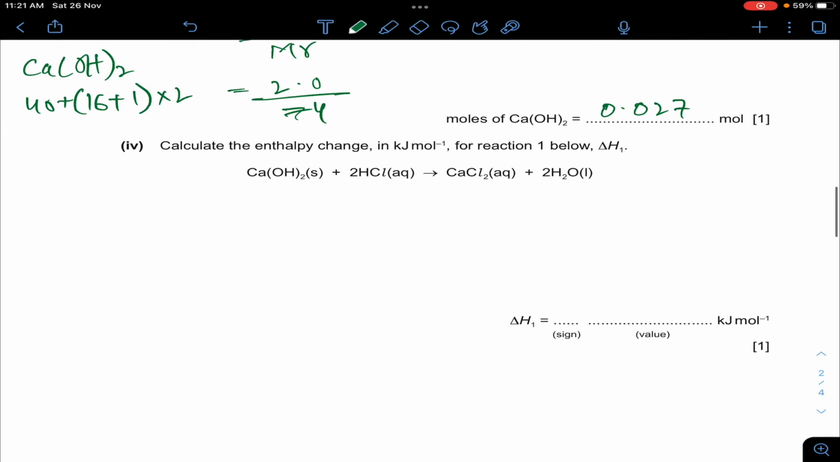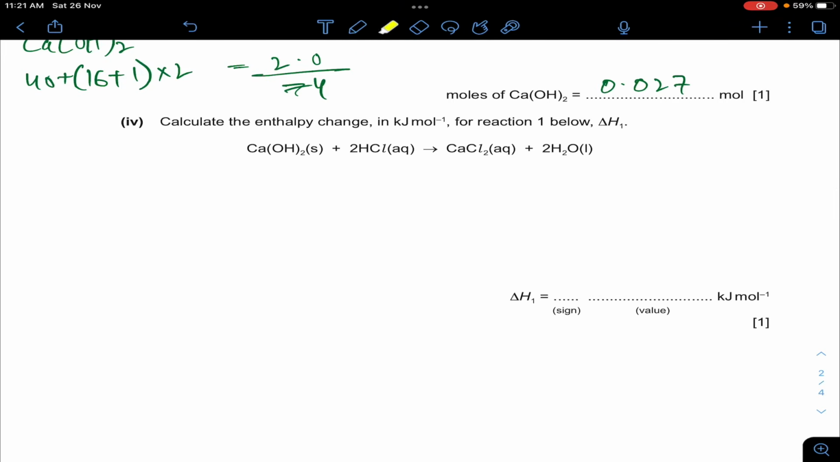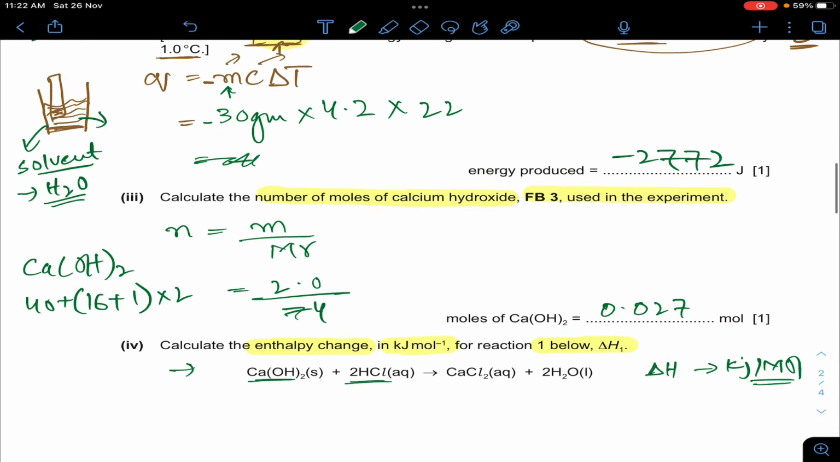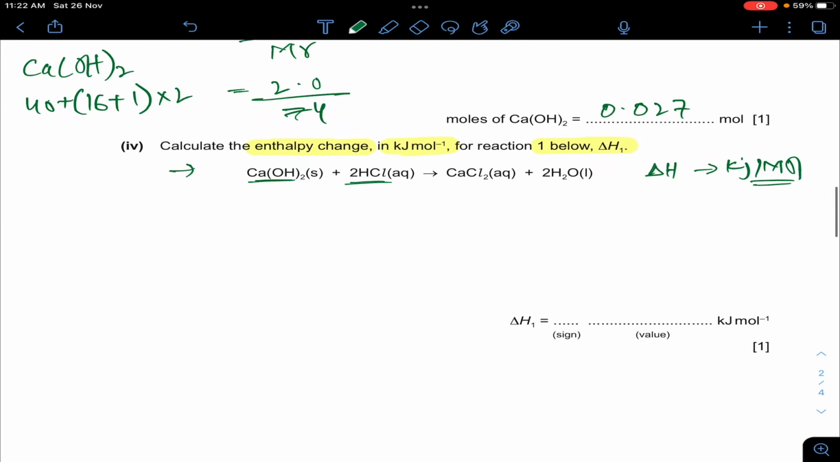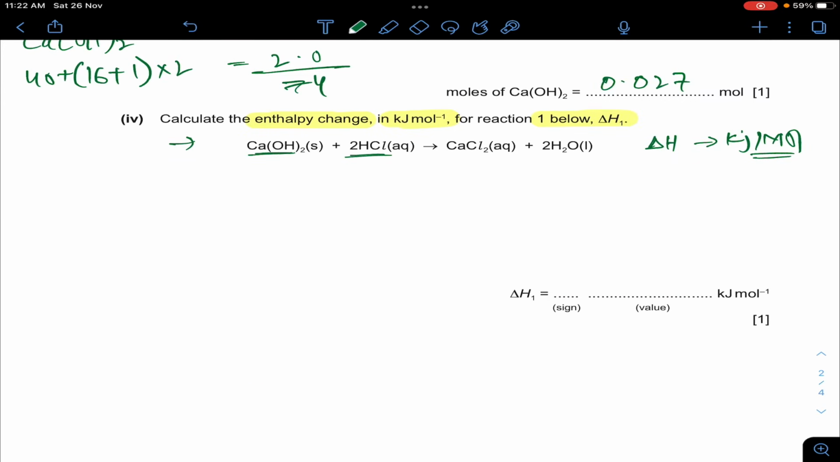Now the next part of the question is: calculate the enthalpy change in kilojoules per mole for reaction 1 below, delta H1. For this reaction, when we have added calcium hydroxide into an aqueous solution of HCl, calculate the delta H, and delta H would always be measured in kilojoules per mole. So first we have to convert our joules into kilojoules. In kilojoules that would be 2772 divided by 1000, which equals 2.772 kilojoules. Now we have to calculate per mole.